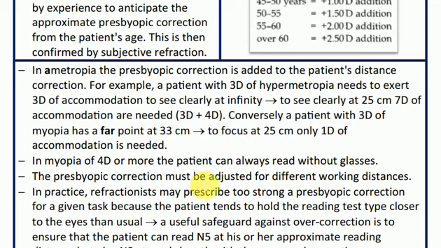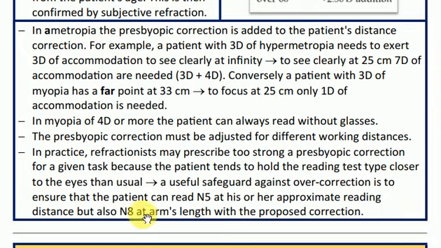Presbyopic correction must be adjusted for different working distances. In practice, the refractionist may prescribe too strong a presbyopic correction for a given task because the patient tends to hold the reading test type closer to the eyes than usual. A useful safeguard against overcorrection is to ensure that the patient can read N5 at his or her approximate reading distance, but also an N8 at arm's length with the proposed correction.